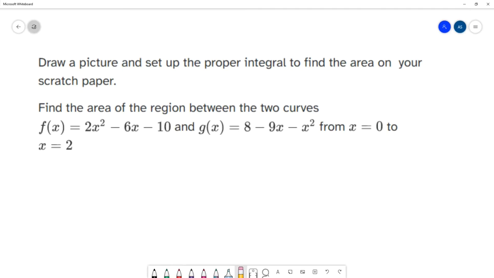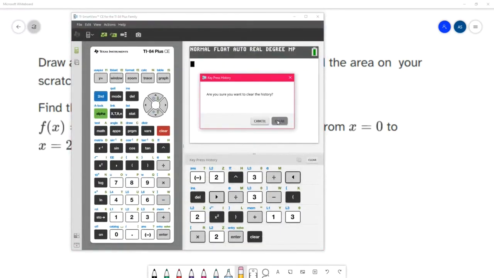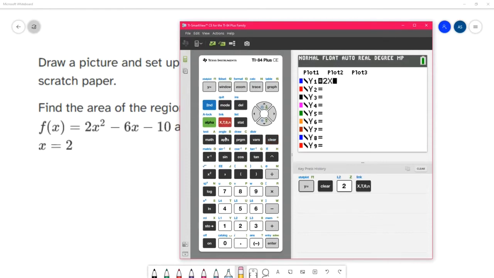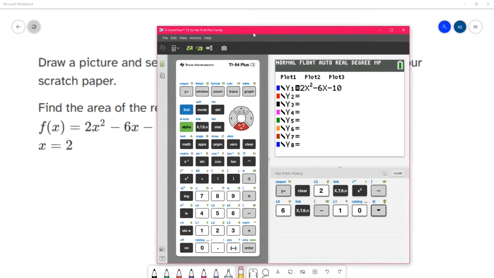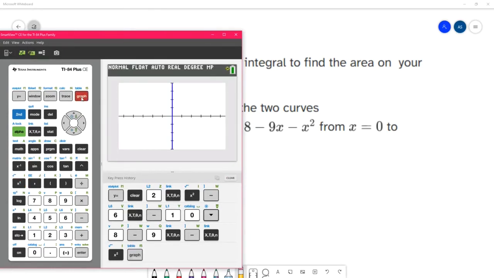I am going to use my calculator to help me get a good picture of this. So I've got my TI graphing calculator, and I'm going to type the first equation into the y equals menu. 2x squared minus 6x minus 10. And the other equation is 8 minus 9x minus x squared. Let's take a look at that graph.